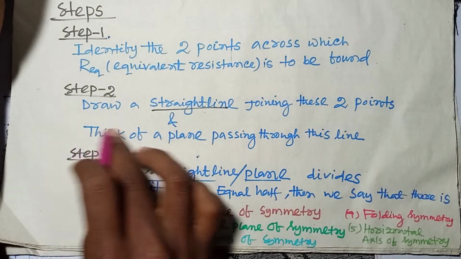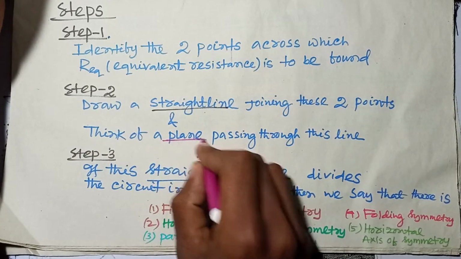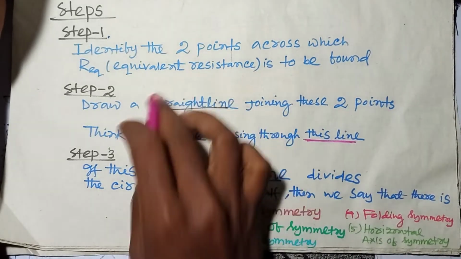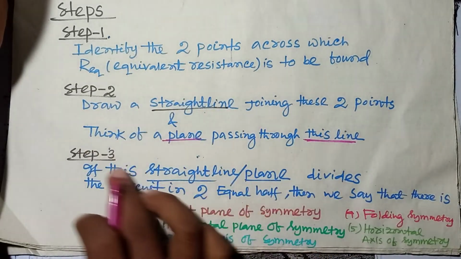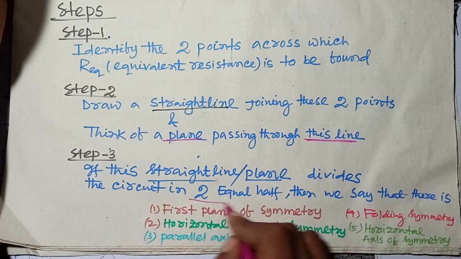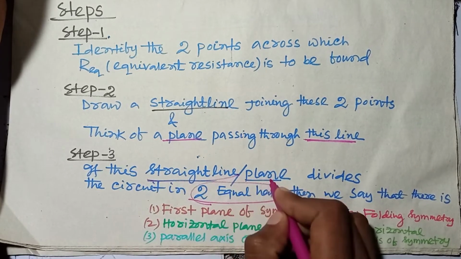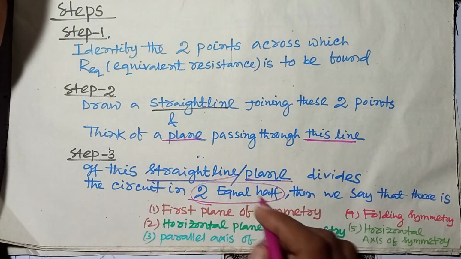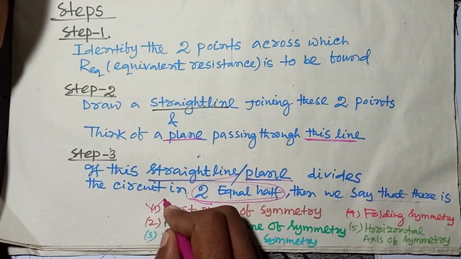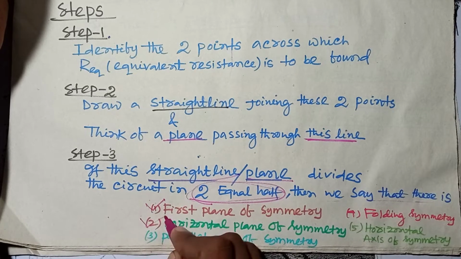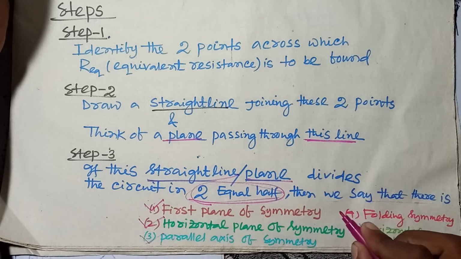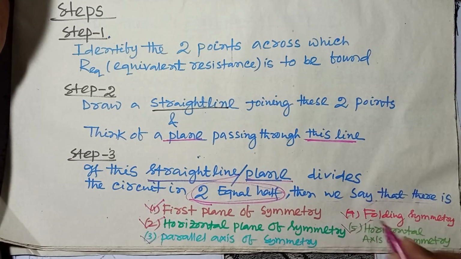And you have to think of a plane passing through this line, a plane which passes through this straight line. Then in step number 3, if this straight line or plane divides the entire circuit into two equal halves, then in that case we can say that there is a first plane of symmetry, or horizontal plane of symmetry, or parallel axis of symmetry, also known as folding symmetry or horizontal axis of symmetry.